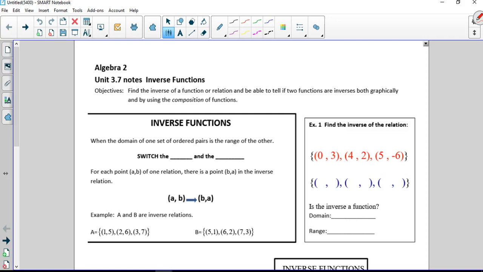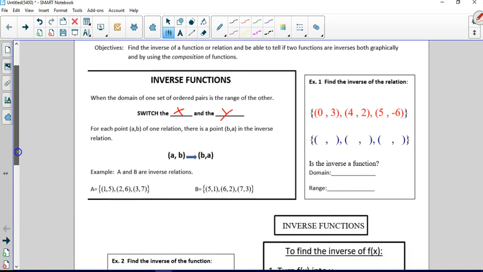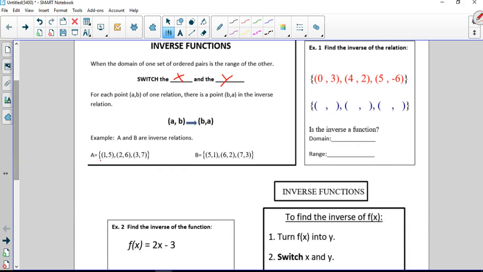Okay, so inverse functions: when the domain of one set of ordered pairs is the range of the other. In other words, we're going to switch the x and the y, the input and the output. So for each point (a, b) of one relation, there is a point (b, a) in the inverse. In this example, A and B are inverses of each other. So (1, 5) becomes (5, 1), (2, 6) becomes (6, 2), and (3, 7) becomes (7, 3). Notice that the x and the y are switched.